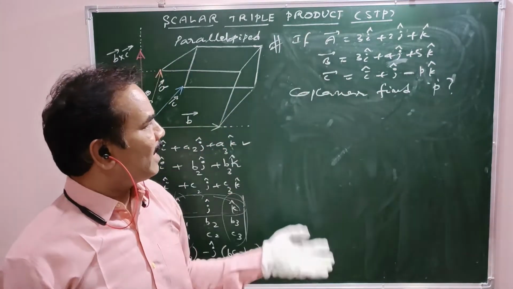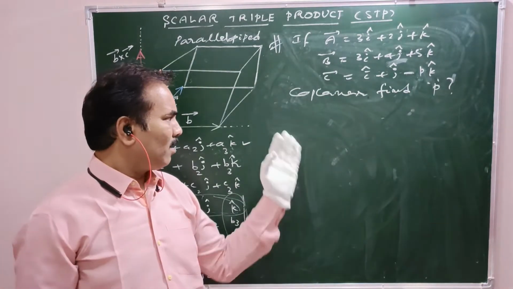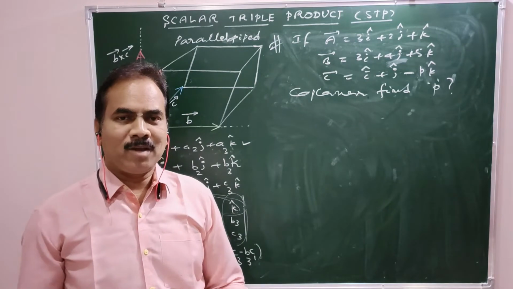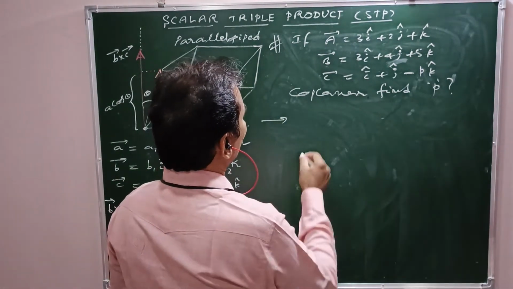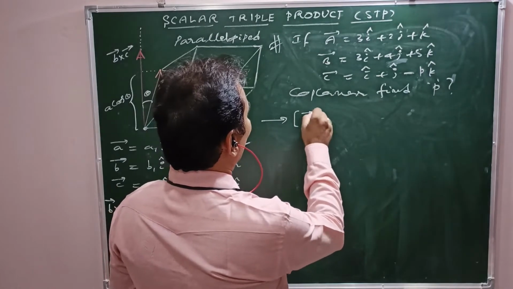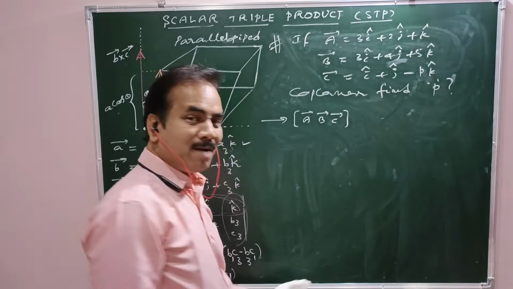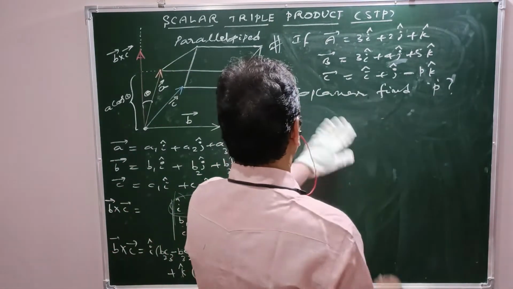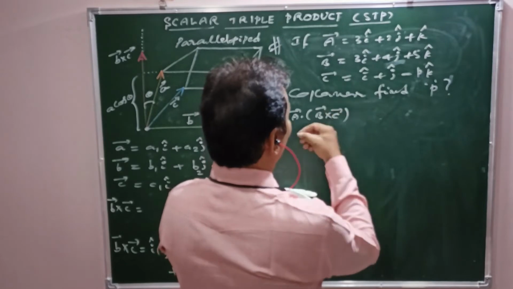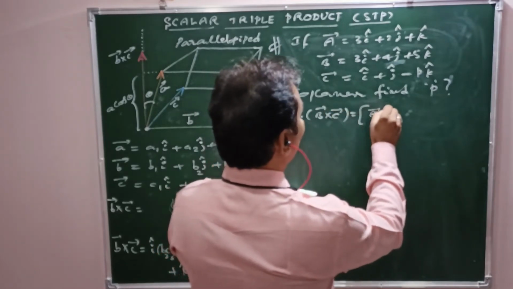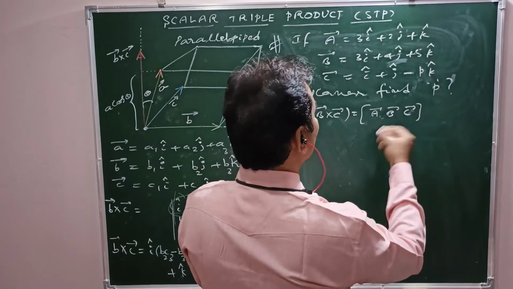What is the value of P, if all are representing coplanar vectors? For coplanar vectors, what is the one result? The scalar triple product must be equal to 0. That is the solution. Bracket A bar, B bar, C bar, that is A bar dot B bar cross C bar, must be equal to 0.